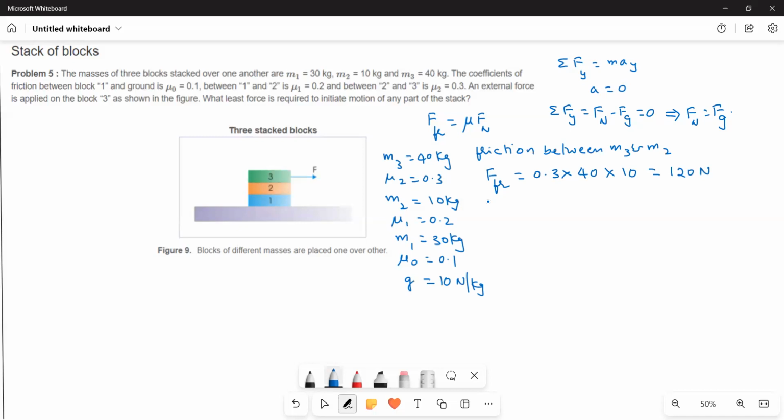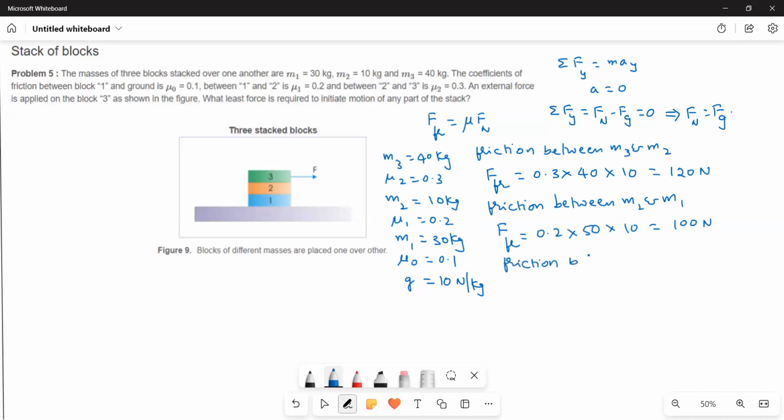Okay, now friction between the second block and first block, M2 and M1. So F friction = 0.2 times, what is the mass? This is 40 and 10, so 50. 50 into 10 is equal to 100 Newtons.